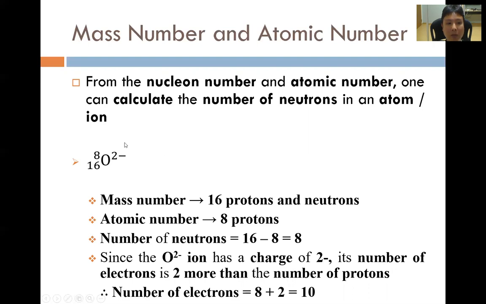The final example, the O2- ion, has a number of protons equal to 8. The number of neutrons will be equal to 16 minus 8, which is equal to 8 as well. And since it has a charge of 2-, it will have exactly 2 more electrons than the number of protons, which is 8 plus 2, equal to 10.